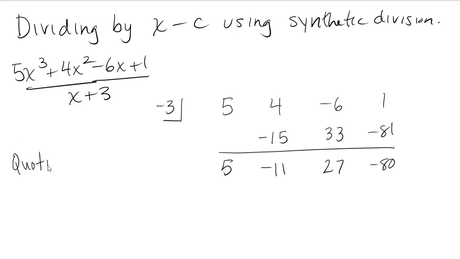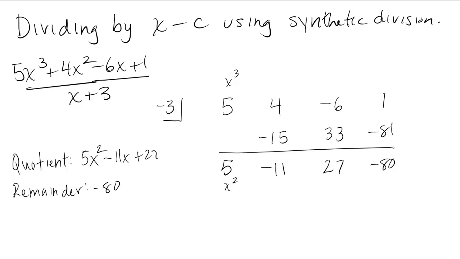We got a quotient of 5x. What power would this be? Well, this was x cubed, so this guy is x squared. Minus 11x plus 27, and our remainder was -80.